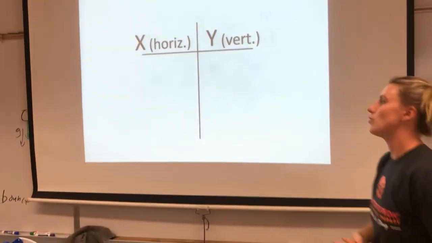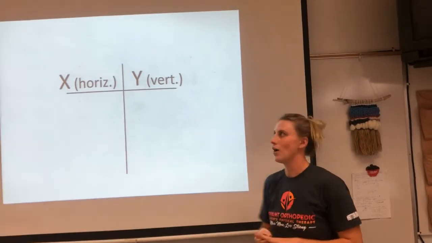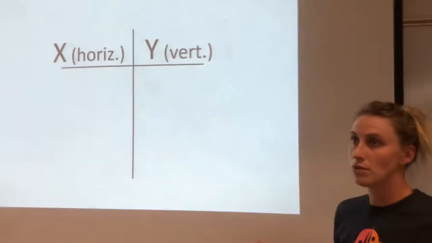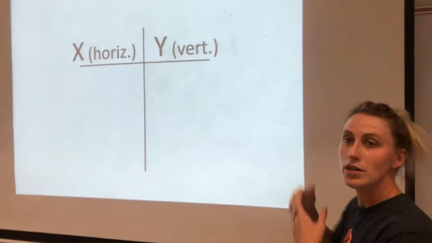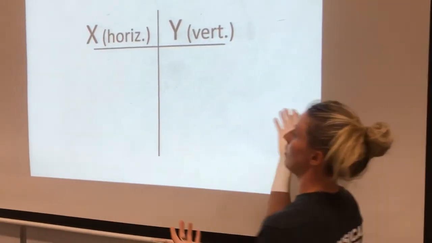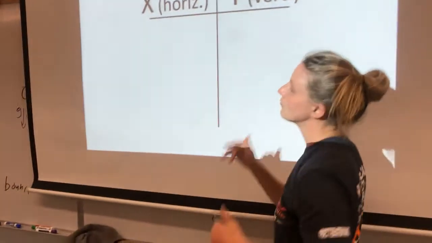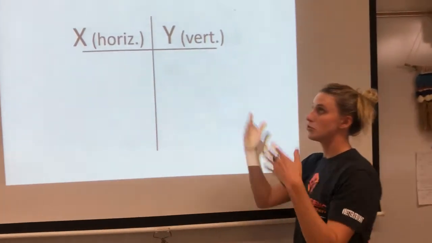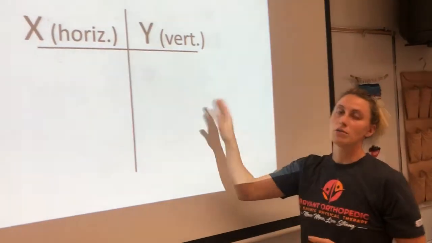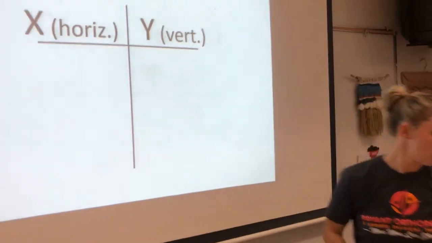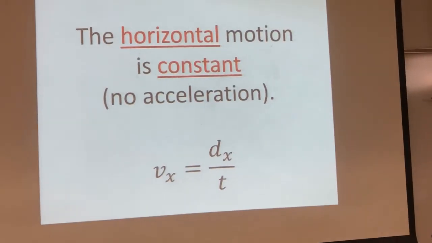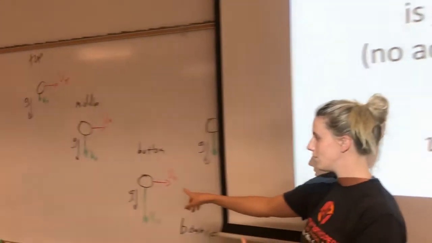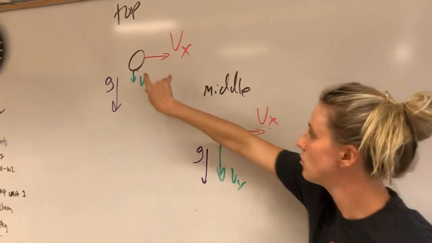Okay, so how do we deal with these sorts of problems? Well, it's best, because there are two components, the x and the y component, to break it up into the x and the y components using our T-chart. Every single time we have a two-dimensional projectile motion problem, we are going to be doing this, always. So a couple rules. The horizontal motion is constant. Now what does that mean again? Remember what we did over here? This horizontal motion is constant.